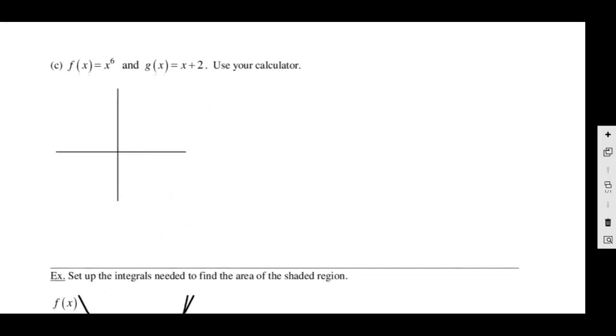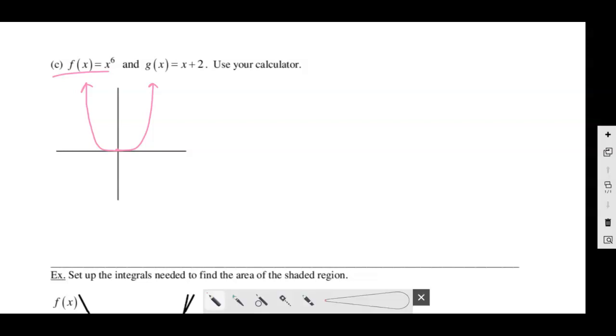All right, next one, here we go. We've got f of x equals x to the 6th power, and then g of x is x plus 2. Let's graph them. Here we go. We got x to the 6th. It's going to look kind of like a parabola, just a little bit flatter, and then it gets a little bit steeper. All those even power functions look mostly like a parabola, just a little bit flatter around the origin, and then they get steeper depending on the exponent.